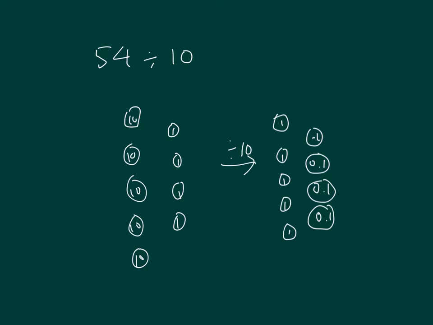So we have 5 ones and 4 tenths. Read the equation with me. 54 divided by 10 equals 5 4/10. For our next problem, we're going to work with 5 4/10 and divide it by 10. So you'll notice this was 54 divided by 10. This is now 5 4/10 divided by 10.